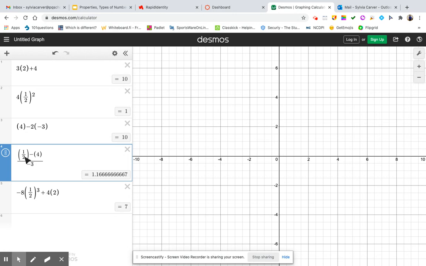Now, notice with this one, I didn't get a pretty number, so to speak, like I did for problems 1, 2, and 3. We got 1.16, but that's okay. Nothing wrong with improper fractions, decimals, things like that. As long as we typed it in correctly, which we did, we would get this answer. Be careful when you're typing it in. Make sure you type in your fractions top, bottom, so that the 1/2, all of that, was still in the numerator, and then -3 was the only part in the denominator.